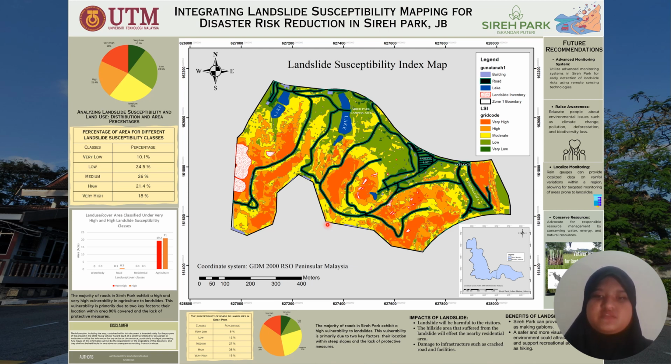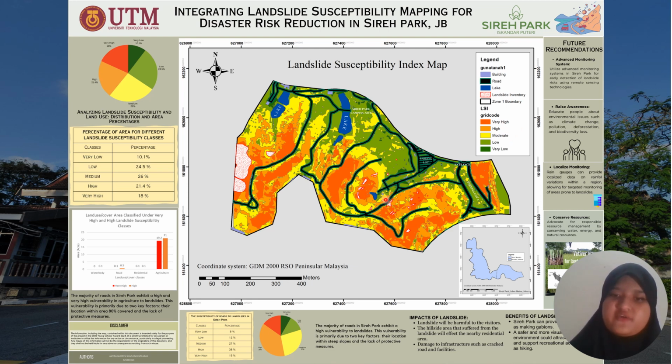So mostly visitors will be going to almost this whole area, while this area is mostly hiking trails, which is not commonly for people who just want to spend a little time. As we can see in the landslide inventory, this area has high vulnerability, and the grid code also shows very high in this area.